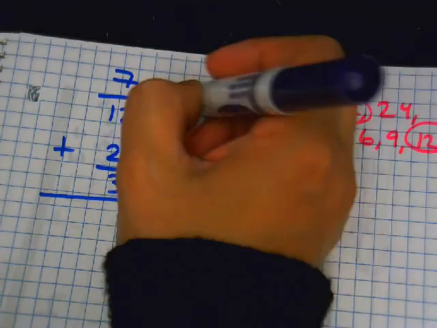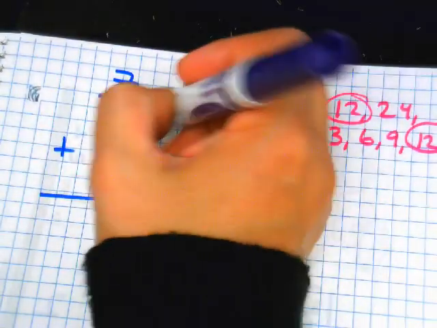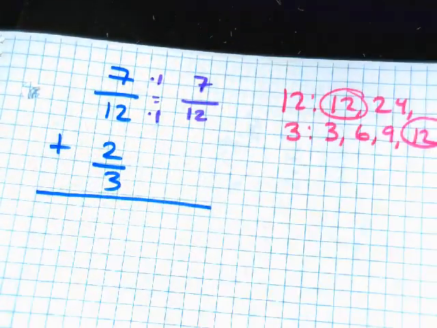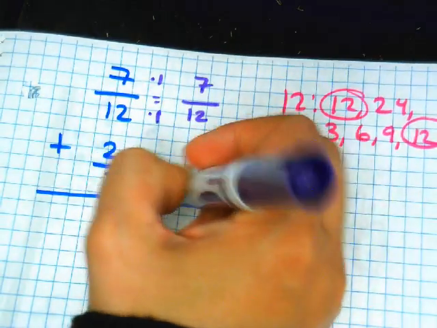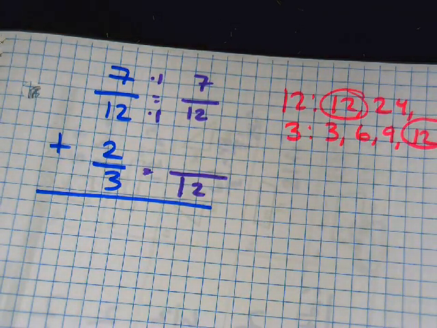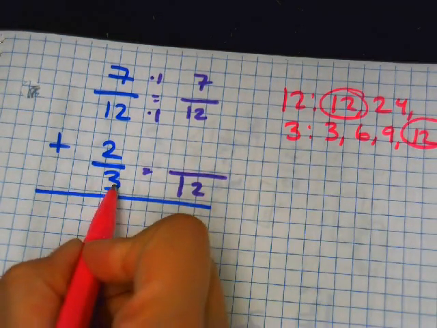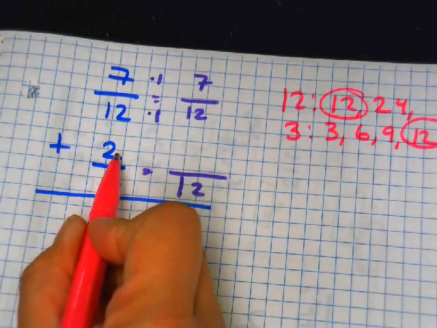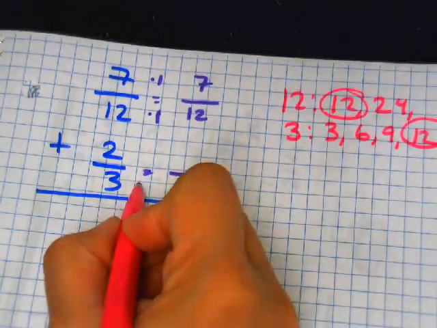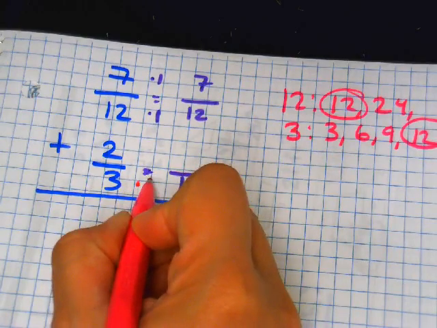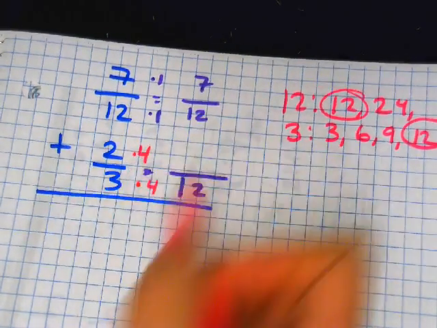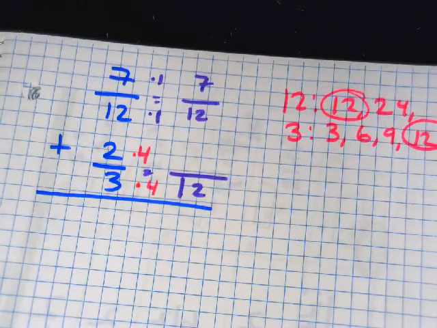So this stays the same, because I'm multiplying by 1. But this one, we have to change to a 12. So if we change 3 to the number 12, the 2 also has to change. 3 times what number is 12? 4. So I multiply the top by 4. Whatever you do to the bottom, you got to do to the top.